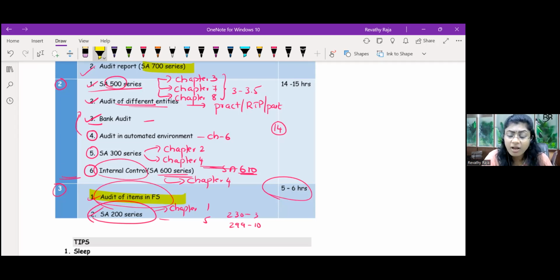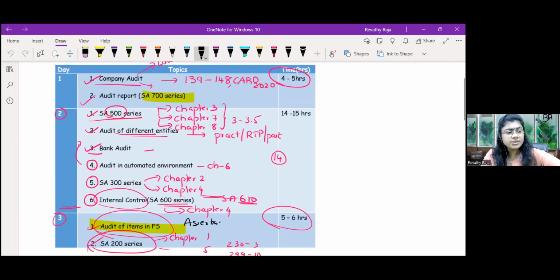So mainly have a good grasp on assertions: assertions with respect to transactions, and assertions with respect to balances. Then go through some practical questions like how to vouch, how to verify, and have some grip on those questions. Then go through some selected or marked questions, like maybe loans, maybe goodwill, maybe plant and machinery, like that.